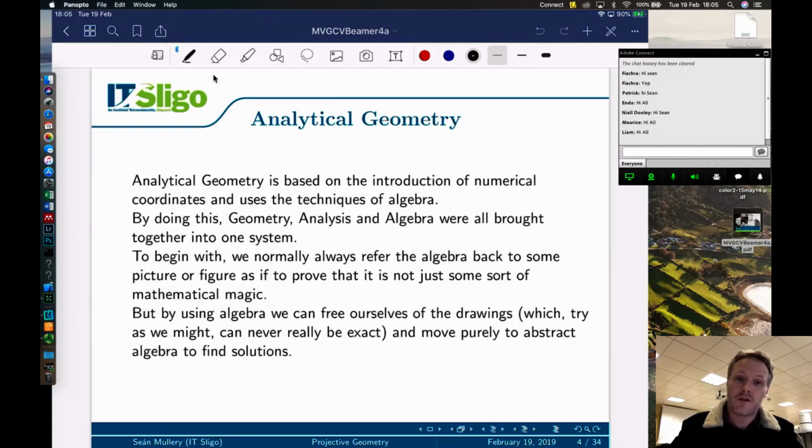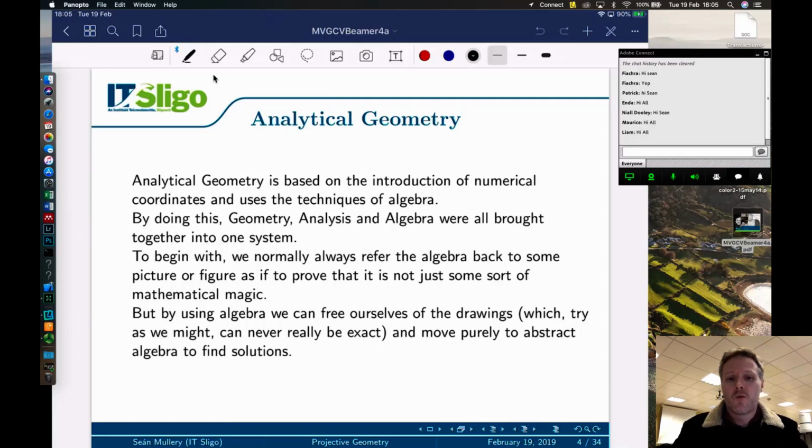So in other words, if you're trying to prove some theorem or otherwise that something must be the case, you can actually now use all the techniques of algebra. Okay. So for a long time, those were completely separate, the idea of algebra and the idea of geometry, but then they were brought together in this way. So by doing this, geometry, analysis and algebra were all brought together into one system.